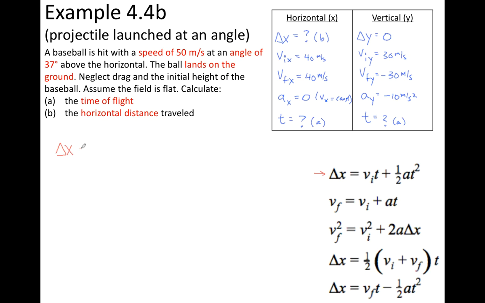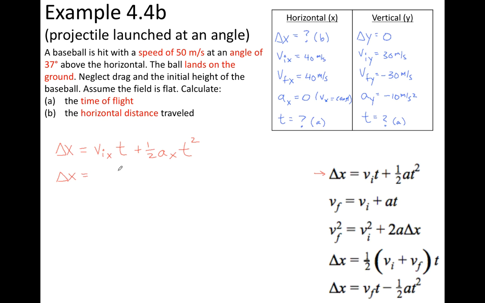So delta x is the initial velocity. I have to use the subscript x because I can only use the x part of the initial velocity. Got to keep the x and y directions separate. Again, I have to use the x component for the acceleration. And I can fill in what I know because I know everything in here except for delta x.